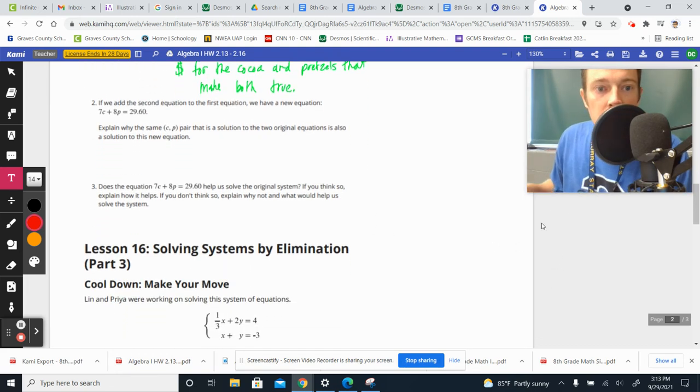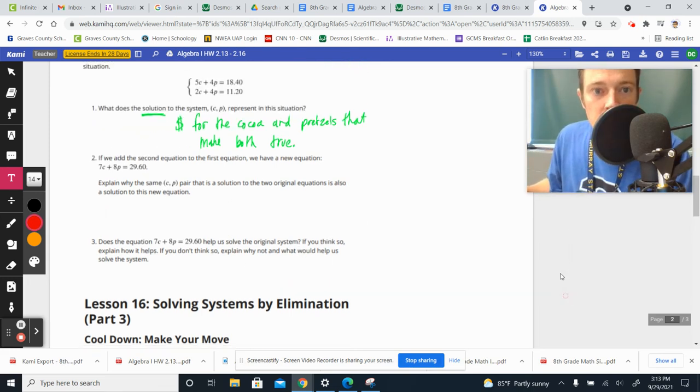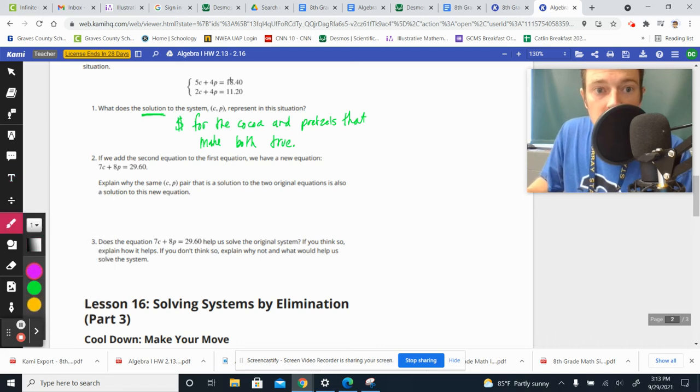You'll be okay. And then the last thing, does that new equation help us solve the original system? If I look at the original system and I'm thinking about solving these, I don't even think about creating a third equation because I can solve these by subtracting them, right? Because that would give me 3C's, no P's, and then some change here. So what I'm going to write is I don't think so.